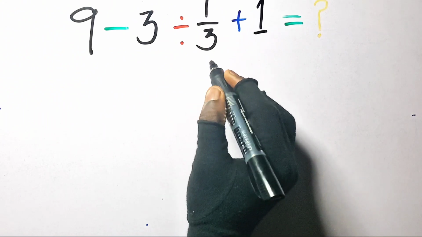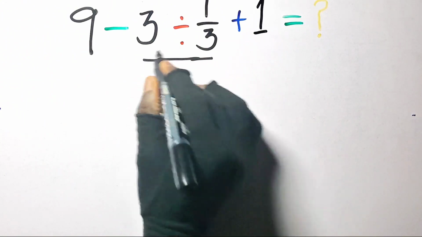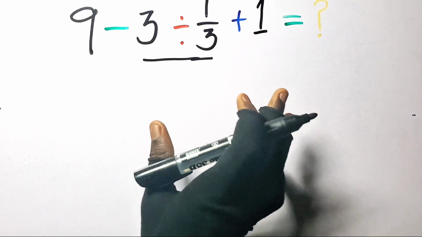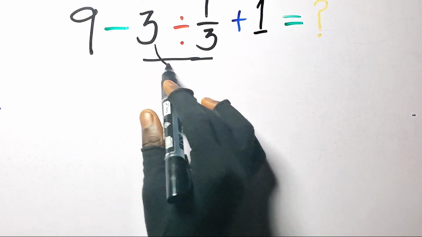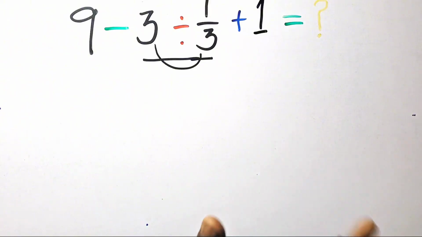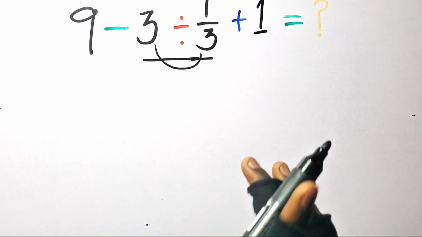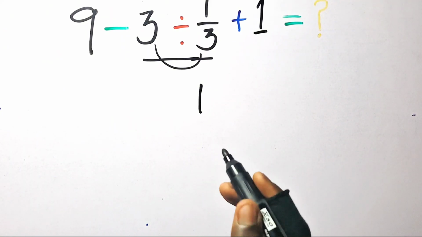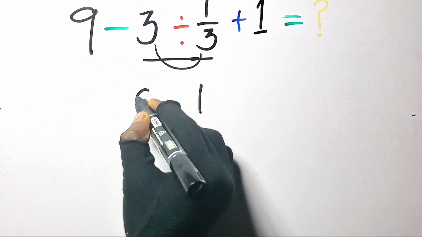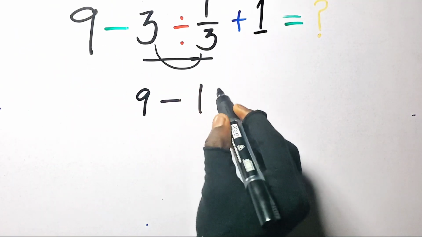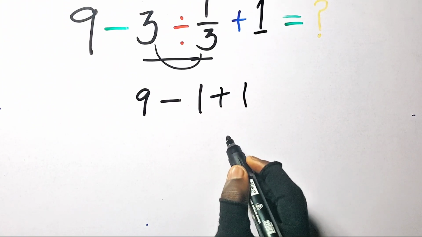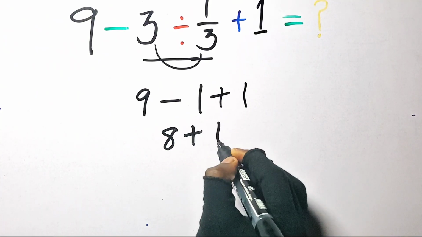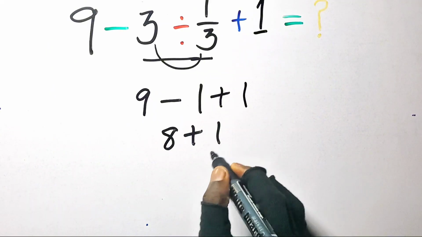They look at the middle part. Their brain plays a trick on them. They just see the numbers 3 and 3. So they think, oh, 3 divided by 3 is 1. So they rewrite the equation as 9 minus 1 plus 1. So 9 minus 1 equals 8, plus 1. Therefore, 8 plus 1 equals 9.